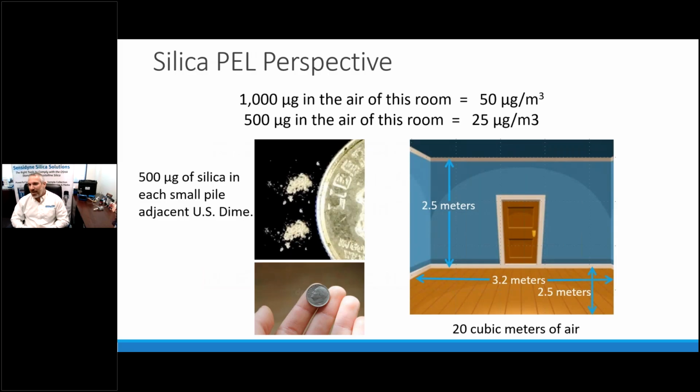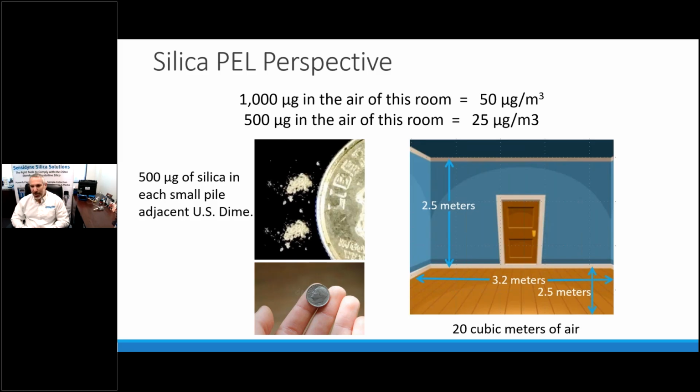I really like this slide. I think it does a good job of putting in perspective how little silica dust is required to reach that occupational exposure limit. What you see in this first picture is a US dime, which is pretty much about the width of your fingertip. Next to this, you see two little piles. Each one of those piles represents approximately 500 milligrams of silica. That little amount.